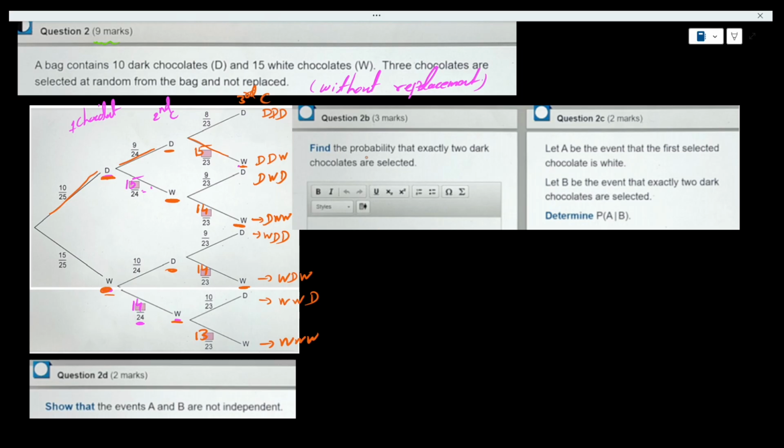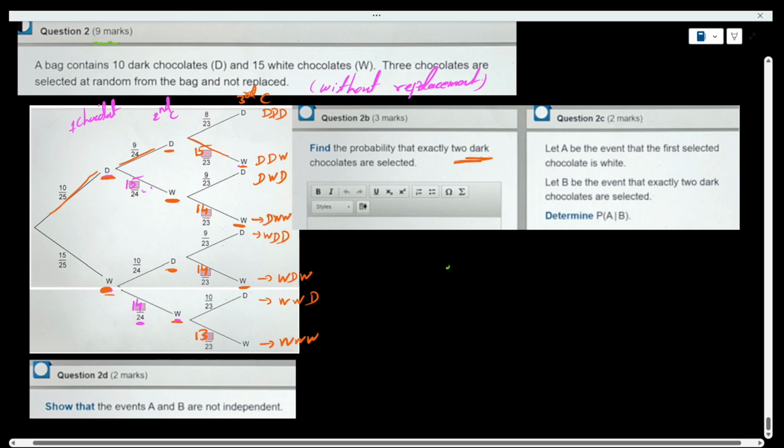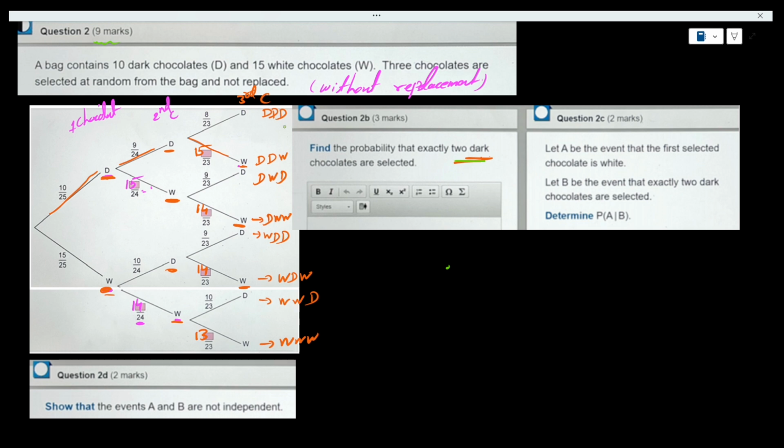Now find the probability that exactly two dark chocolates are selected. So out of three, there has to be two dark chocolates. So what is going to be the possibility? You look at the outcomes here. There has to be two dark, and so there were three chocolates. Out of that, two should be dark. So first one, all three dark are there. So exactly two dark means this can be DDW, this combination, or you can have here DWD, dark white dark, or you can have here WDD, white dark dark, that's it. There are only these three possibilities.